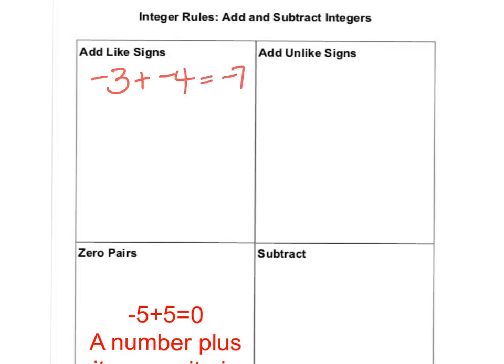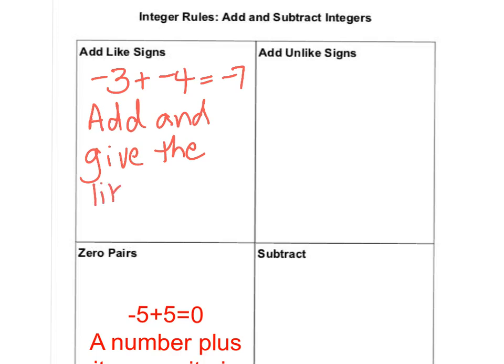When we have -3 plus -4 equals -7, that is the example. Please write that down. When we're adding like signs, we just add the numbers together, and it will keep the same sign. So we give the like sign.